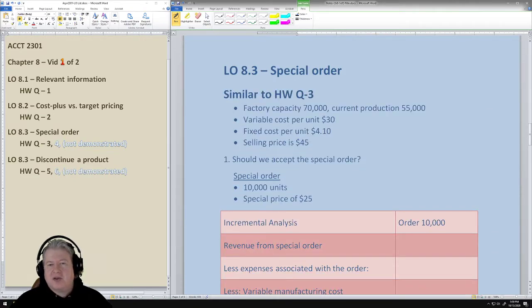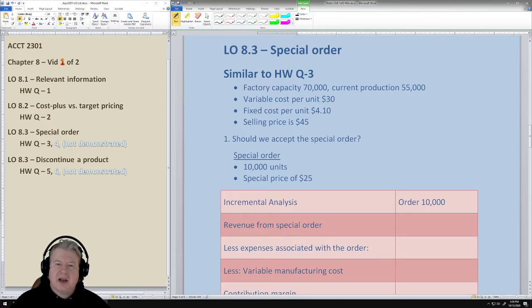Let's look at our first special order. Our first special case scenario. And the first special case scenario is a special order. And this has to do with, okay, you've got a factory and you've already figured out your fixed cost and your variable cost and what you're charging and everything else. And yet you still have some spare capacity. So here you can see 70,000 is our total capacity. We're running at 55,000. So you can see we've got 15,000 of spare capacity.